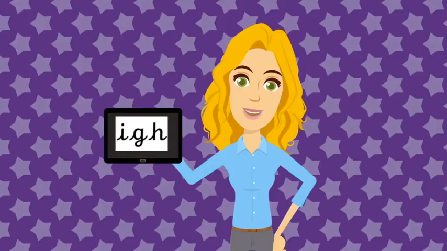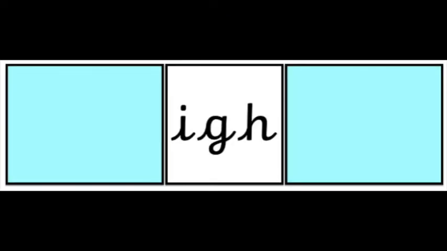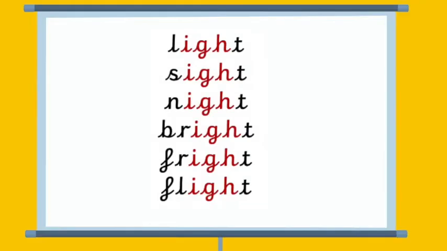The most common way of spelling the phoneme or sound I in words is with an IGH. This is usually taught in reception class and you'll usually find it in the middle of words. For example, you'll recognise words like light, sight and night, and a bit longer words like bright, fright and flight.